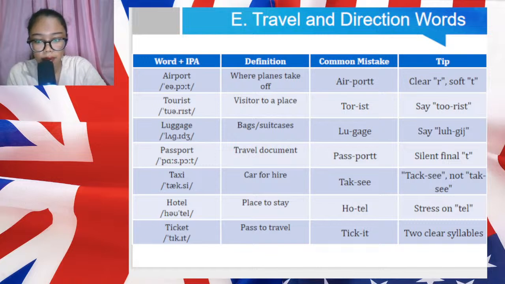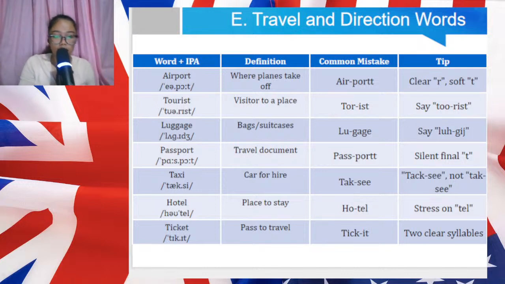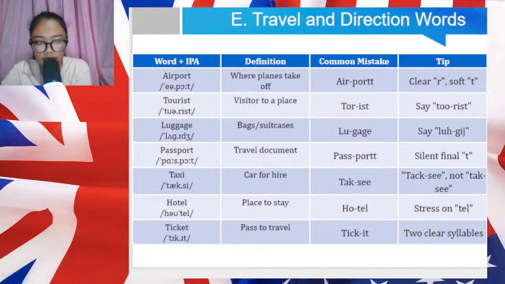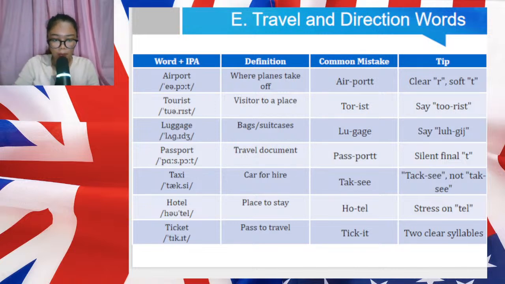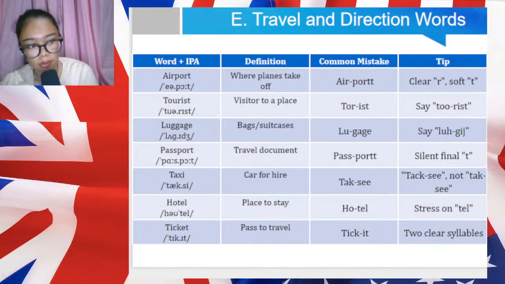Now, the first syllable is tick, which ends with a clear K sound. So it should be like that. Then the second syllable, it, also has a K sound there, followed by a soft T. Sometimes the final T can be very subtle. So that's it.